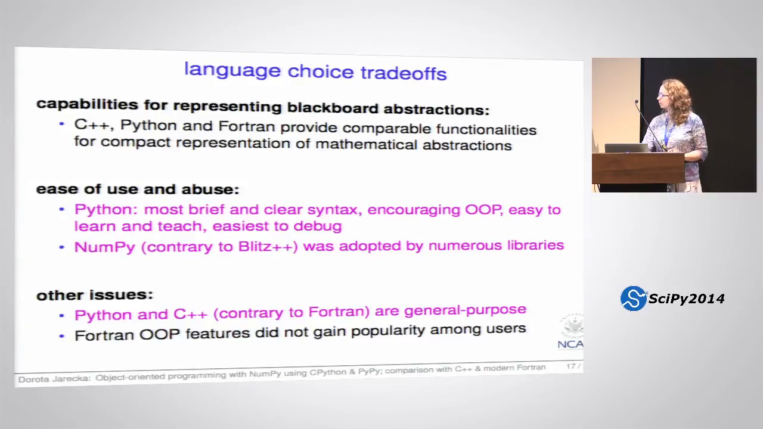Another issue we compare is what is good in Python and C++ compared to Fortran, which is actually a general purpose language, and this affects the people that you can find to work with you.